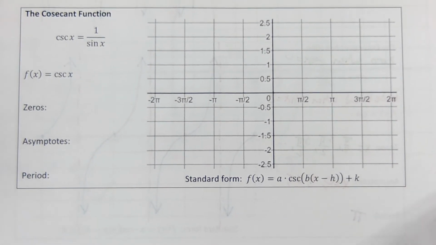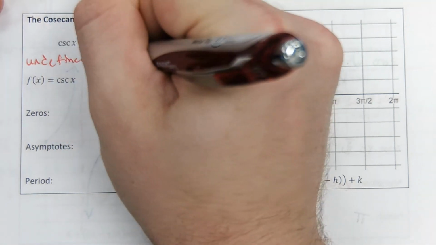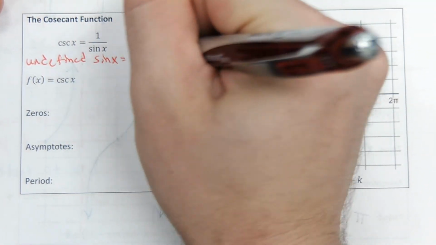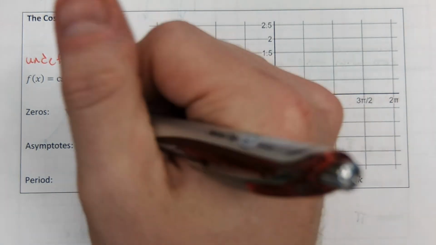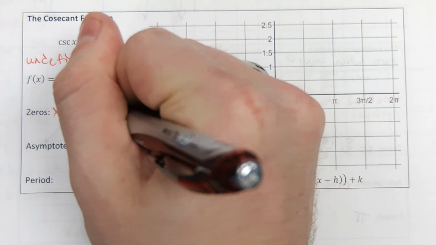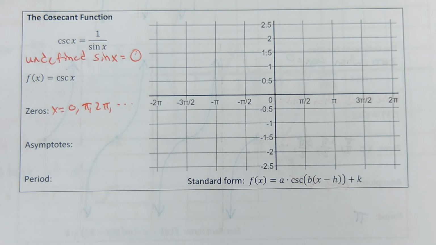Cosecant follows the exact same logic, only now our ghost function is sine. So every time sine of x is 0, this bad boy is undefined. And since sine is 0 whenever there's no y value, aka the x-axis, that's at 0, pi, 2 pi, 3 pi. And just like its reciprocal, cosecant of x is an odd function.